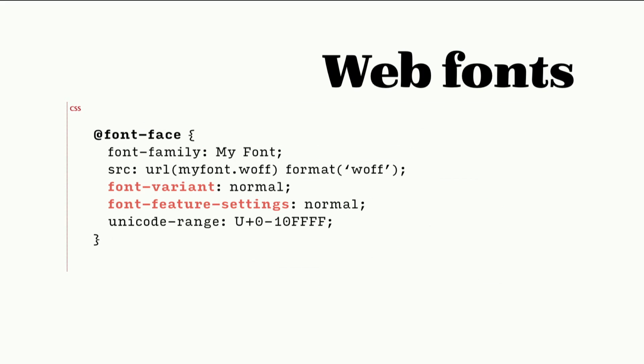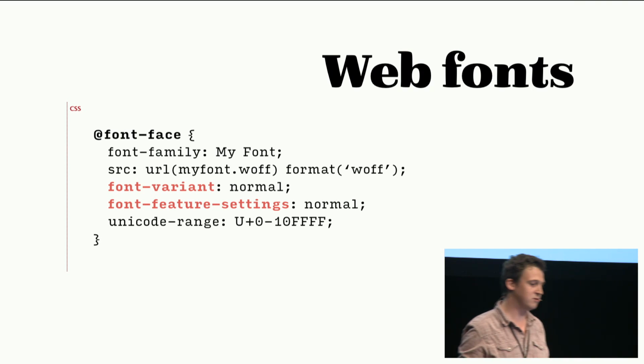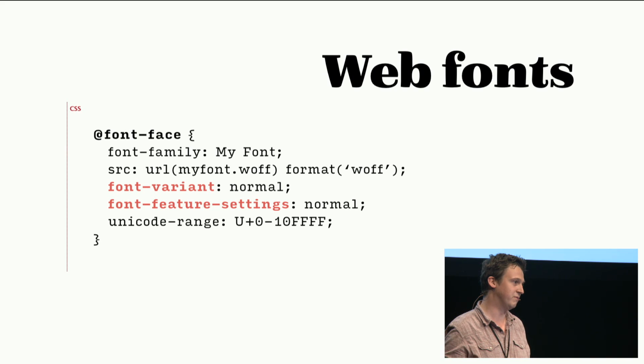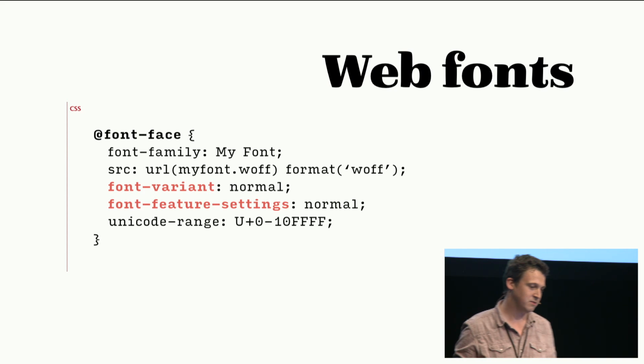So there's two more properties that are supported on the font face property, or rule, I should say. Those are font variant and font feature settings, which are not labels, but they allow you to define initial values for the web font. So if you want to enable a specific OpenType feature, then you can do that with these properties.